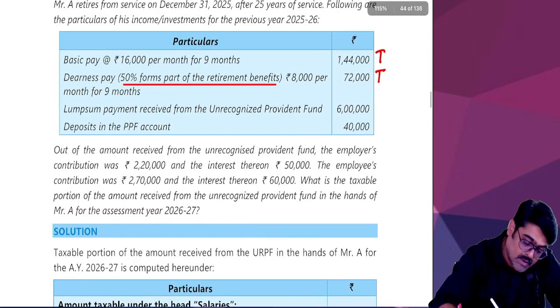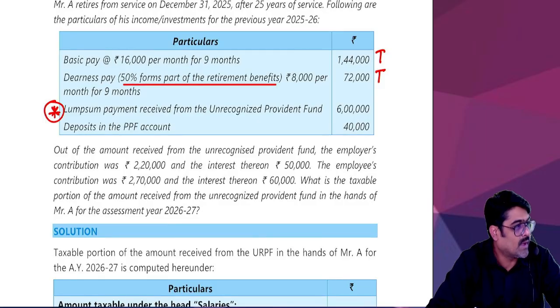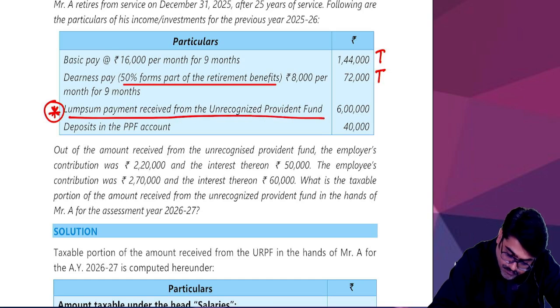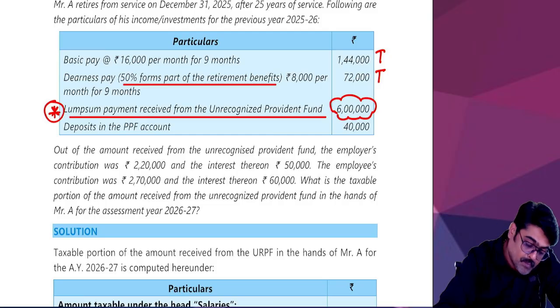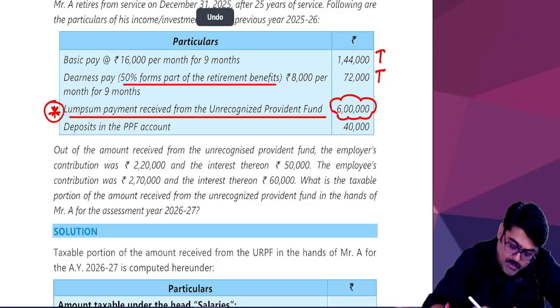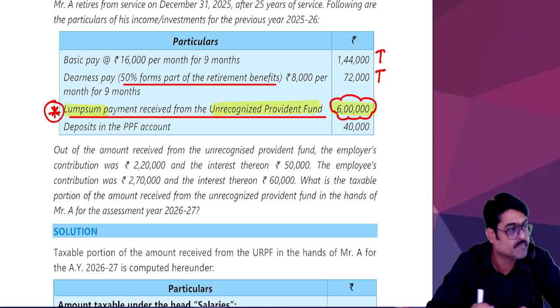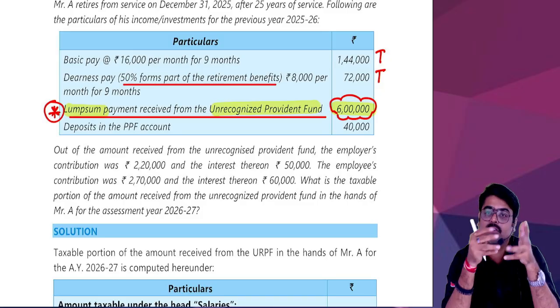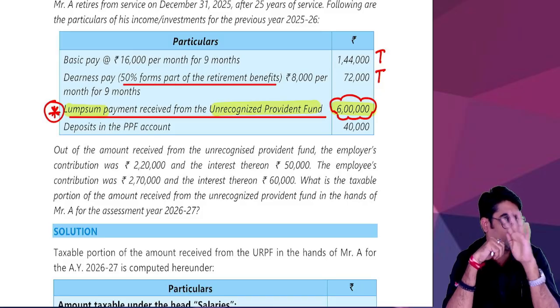Lump sum payment. Now this is important. This year when you retire, at the time of retirement you are getting lump sum payment from UPF. How much lump sum payment you are going to get? Now see, lump sum is coming from RPF, SPF or UPF? UPF lump sum, how much you are getting? Will it be exempt or will it be taxable? Taxable in how many parts?